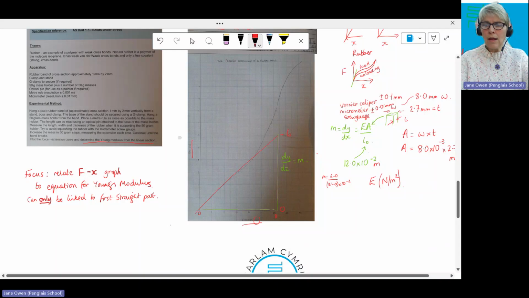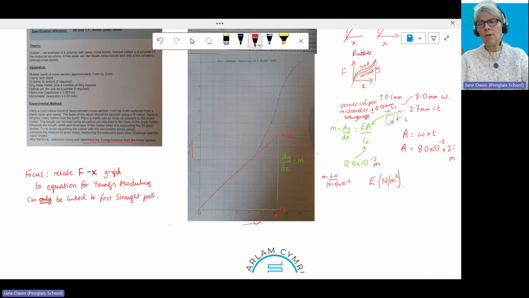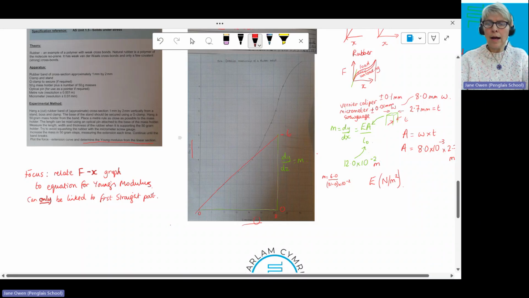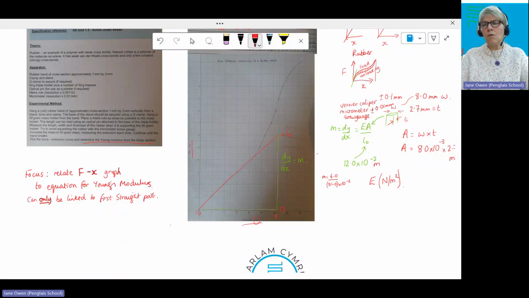So if you take the two areas away from one another, underneath the graph for loading and underneath the graph for unloading, you can work out how much energy is left inside the rubber band once you have unloaded it. And if you keep stretching a rubber band and put it to your lip, you can feel that heat energy which is stored from having loaded it up and unloaded it.